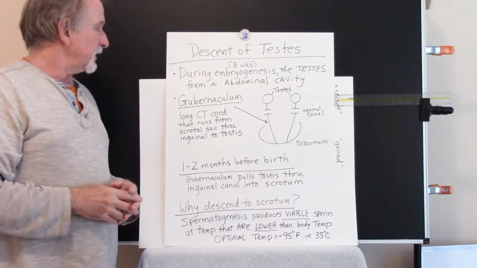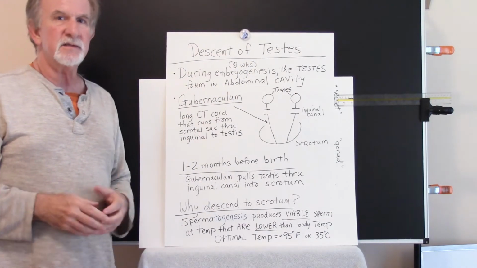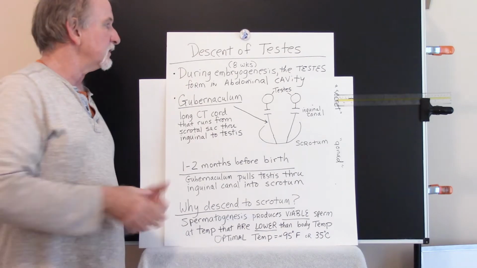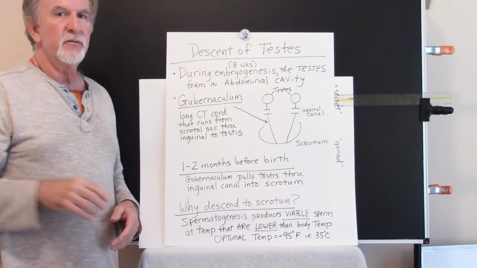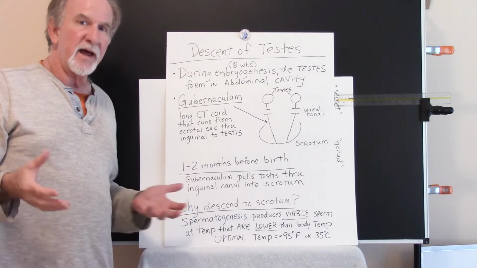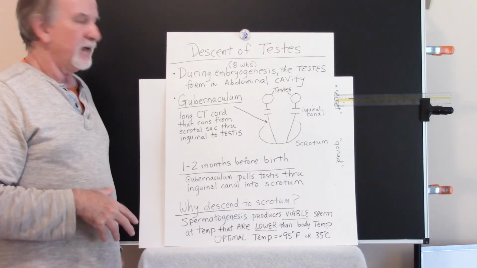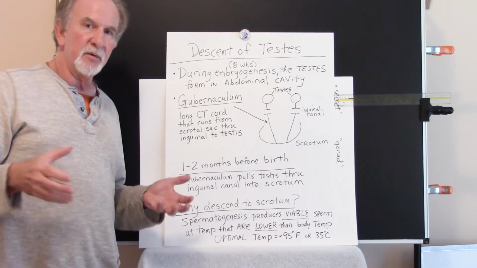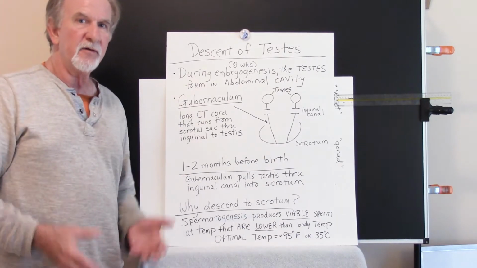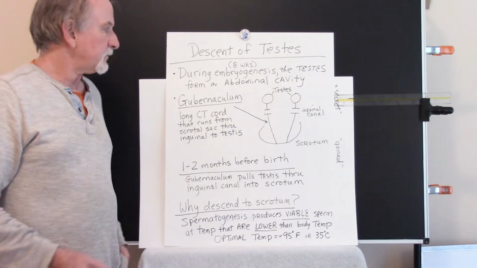So it's kind of interesting. The testes during embryogenesis, across the first 8 weeks of a pregnancy, form in the abdominal cavity. And they ultimately have to descend from the abdominal cavity through the inguinal canal into the scrotum.